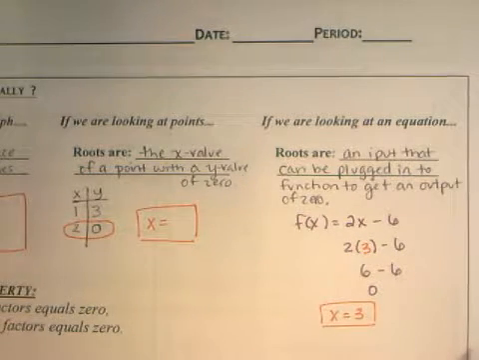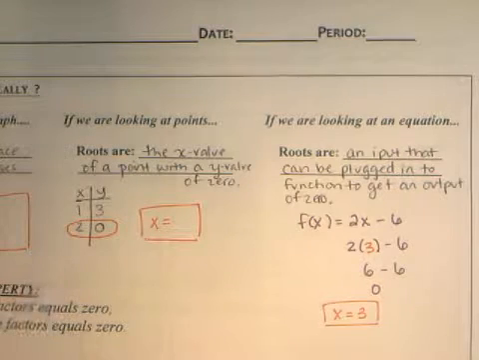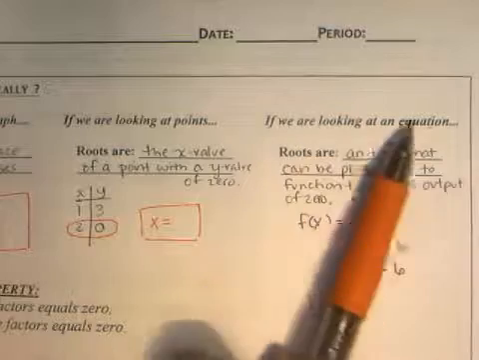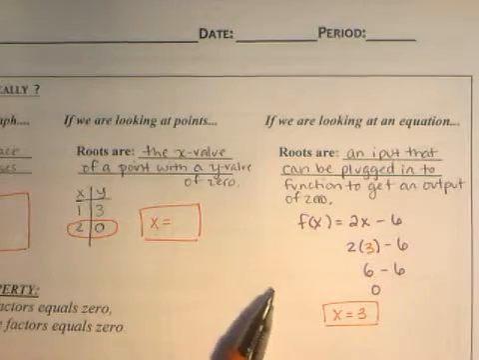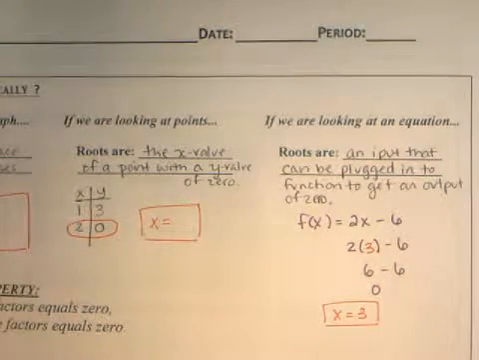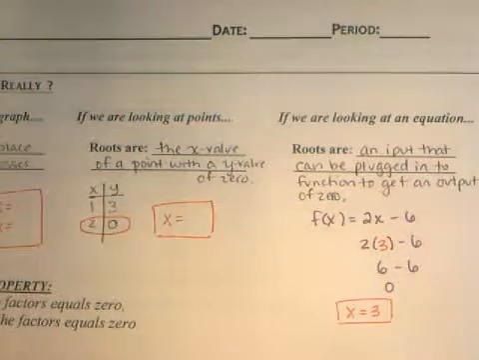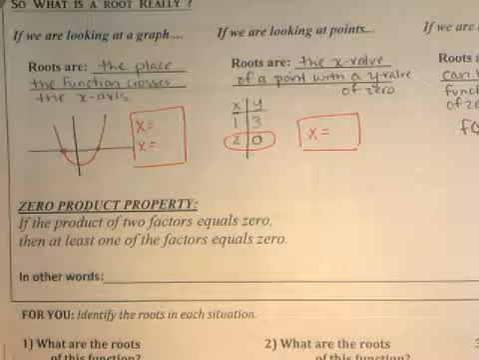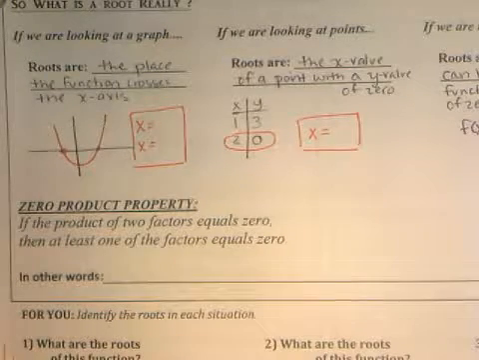Although it's very easy to identify the roots of a graph, the truth is, as we move forward in your math career, this is the kind of root that more often than not you're going to have to find. And so there's a particular formula, or property, more properly said, that is going to help us do this. It's called the zero product property. You might remember it from Algebra 1.